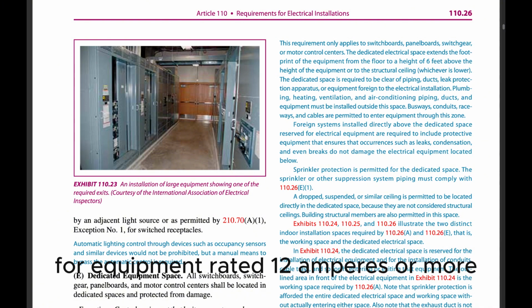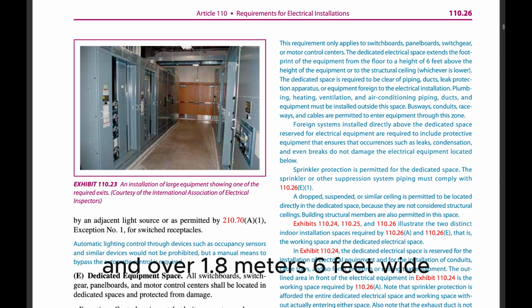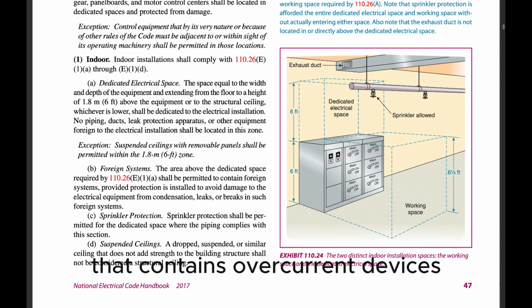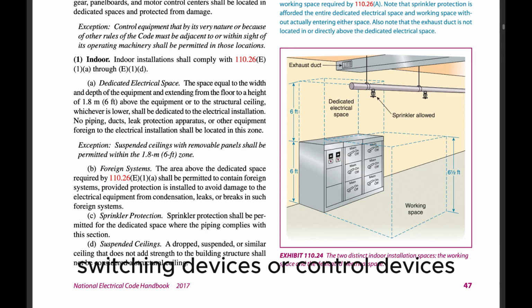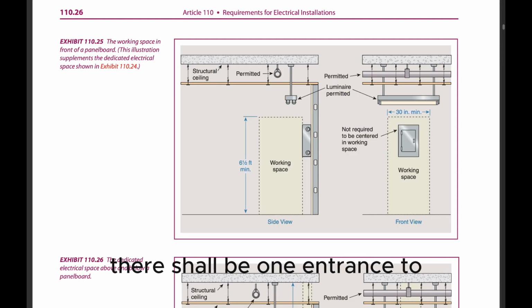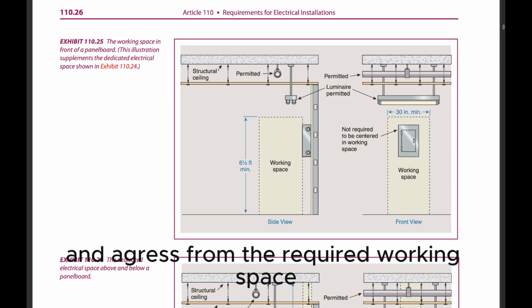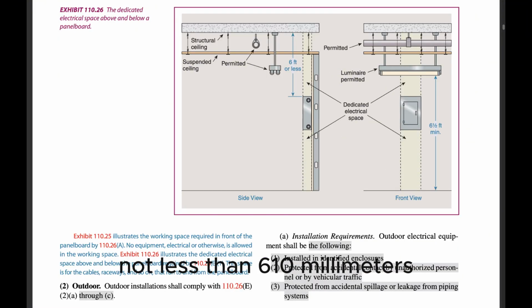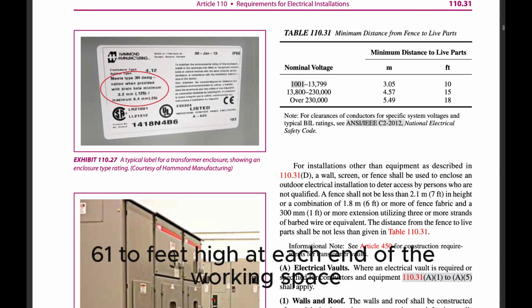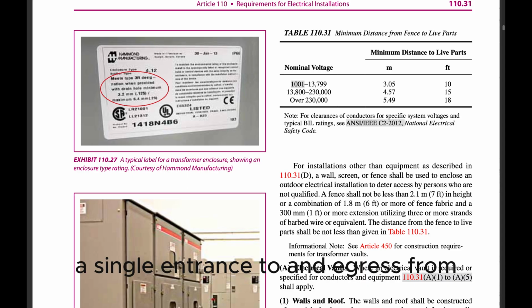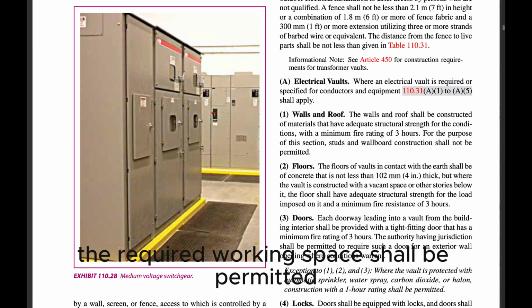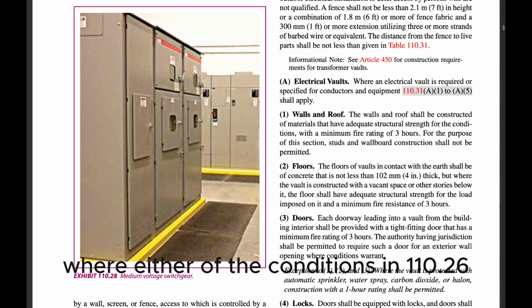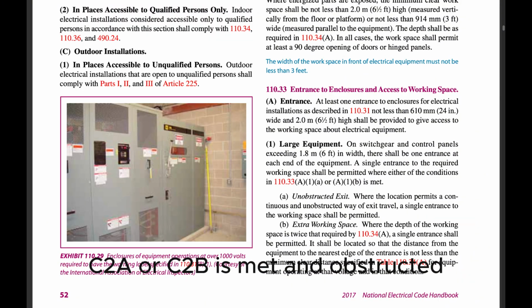For equipment rated 1200 amperes or more and over 1.8 meters (6 feet) wide that contains overcurrent devices, switching devices, or control devices, there shall be one entrance to and egress from the required working space not less than 610 mm (24 in.) wide and 2.0 meters (6½ feet) high at each end of the working space. A single entrance to and egress from the required working space shall be permitted where either of the conditions in 110.26(C)(2)(a) or (b) is met.